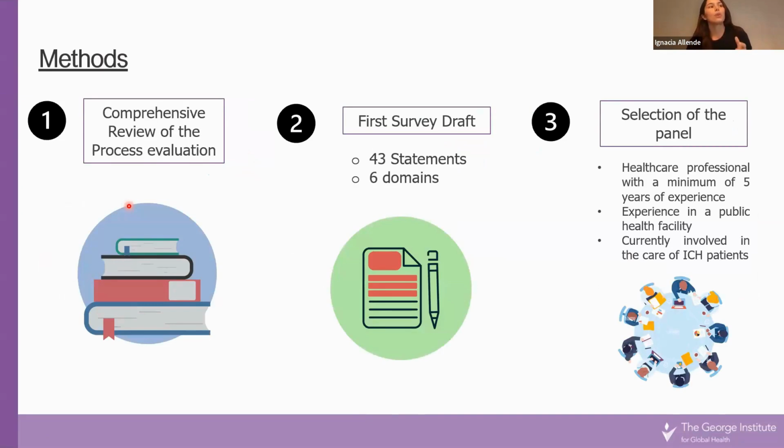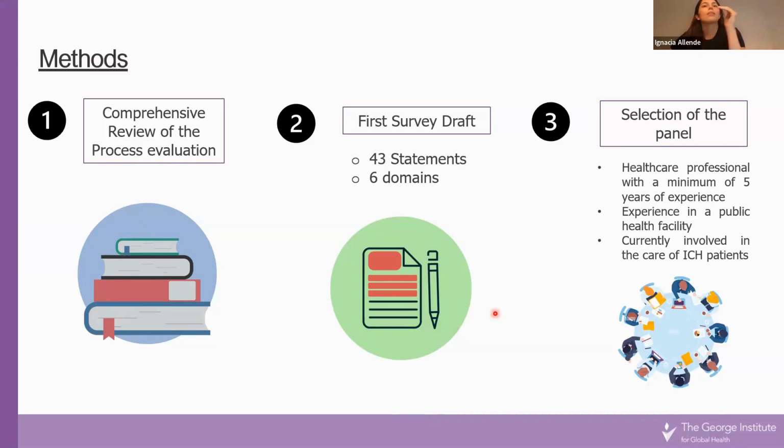So what I did was a comprehensive review of all the qualitative data of the process evaluation and created my first survey draft. If I didn't have that information, I would probably do a first round with open questions to the participants. But since I already had all that information, I just proceeded with doing the first survey. My first survey had 6 domains and 43 statements.